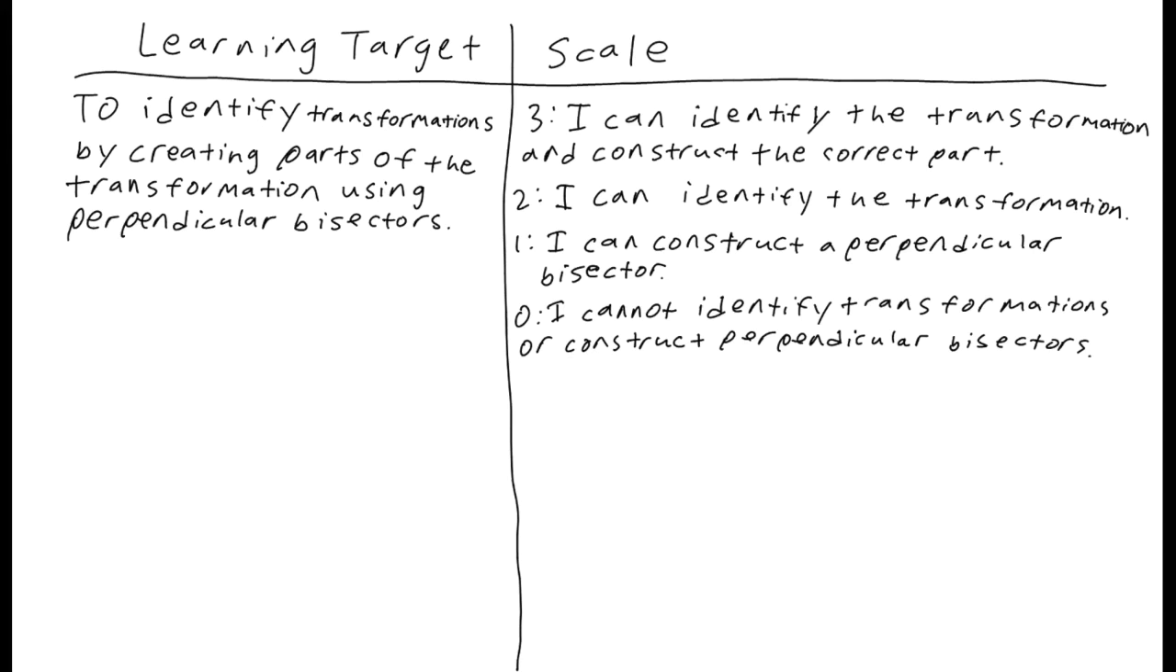That's great. The learning target for today is to identify transformation by creating parts of the transformation using perpendicular bisectors. Now, what do I mean by creating parts? The two parts we're really going to focus on are the line of reflection and the center of rotation, and then we'll talk about a couple other things. But mostly, when I say creating parts, I'm talking about the line of reflection and the center of rotation.